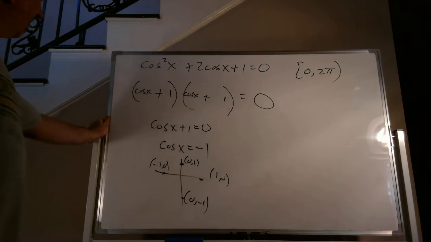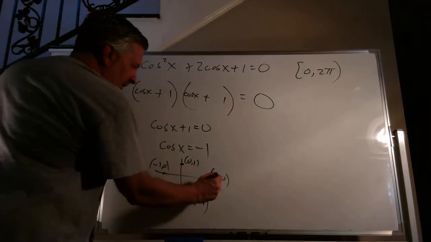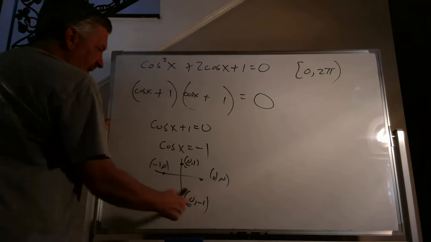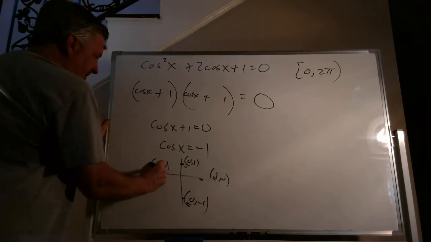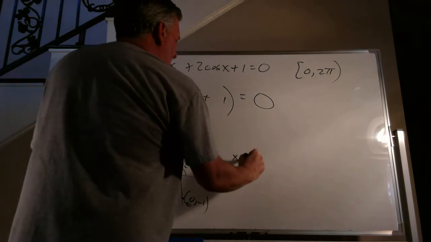Now, where's cosine equal to negative 1? Remember, on the unit circle, cosine is the first number. So those are no good, right? That's sine, not cosine. It's there. So it's from here to here, and what's that angle?